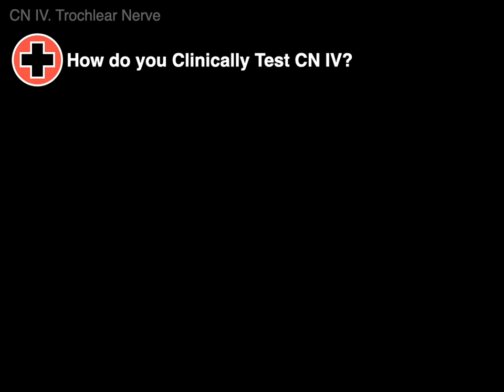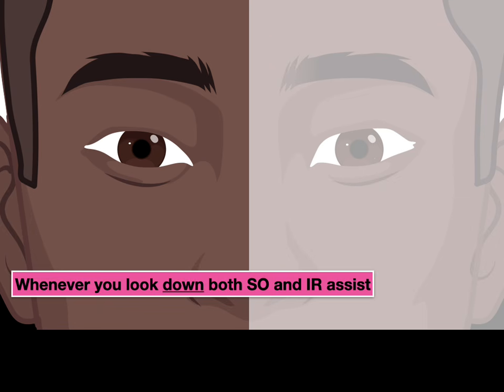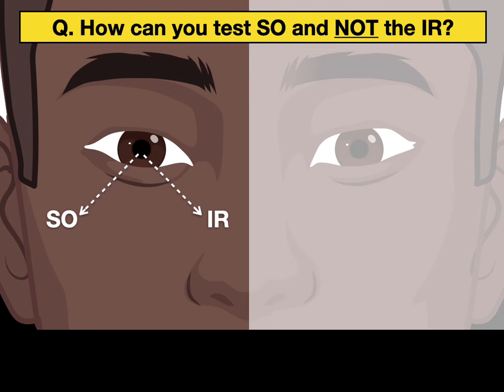Okay. Now, how do you clinically test cranial nerve 4? Well, you have the patient adduct their eye first and then depress. Like this. Adduct first and then depress. Whenever you look down, both the superior oblique and the inferior rectus muscles assist in that movement. Question: how can you test the superior oblique and not the inferior rectus?